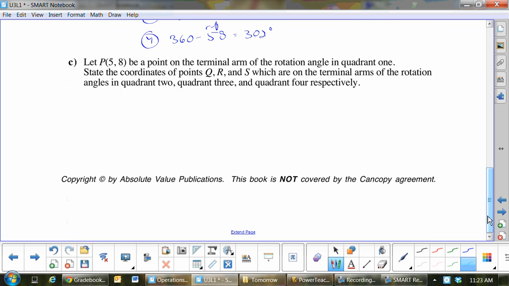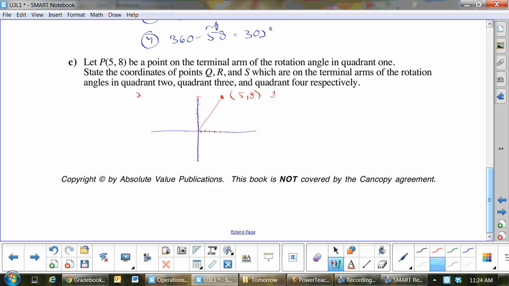Okay, this one here. (5, 8) is a point on the terminal arm of the rotation in quadrant 1. State the coordinates that would be in quadrant 2, 3, and 4. Okay, so let's draw this. Again, get a picture or else you're just going to be totally lost. So (5, 8) would be like 1, 2, 3, 4, 5, and then 1, 2, 3, 4, 5, 6, 7, 8. So let's say it's about there. Okay, so I want you to draw that. This is coordinate (5, 8), and I'm in quadrant 1.